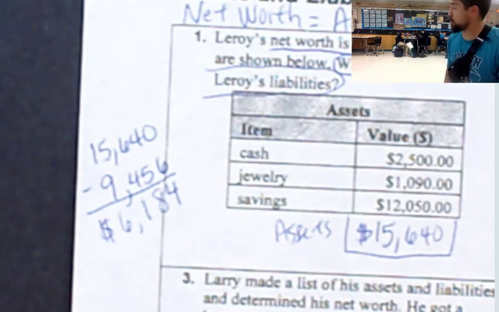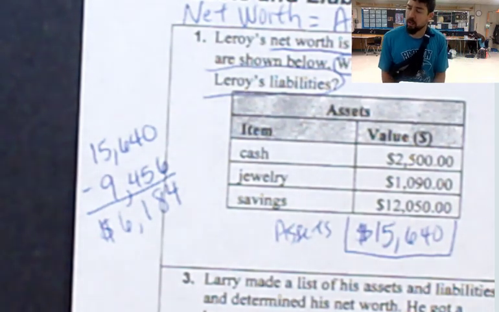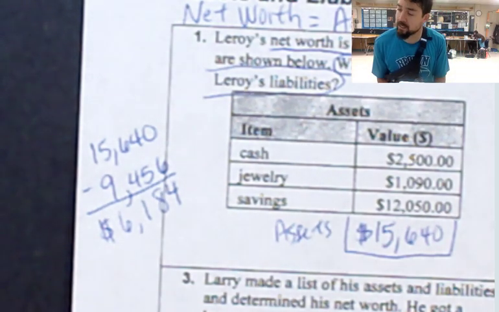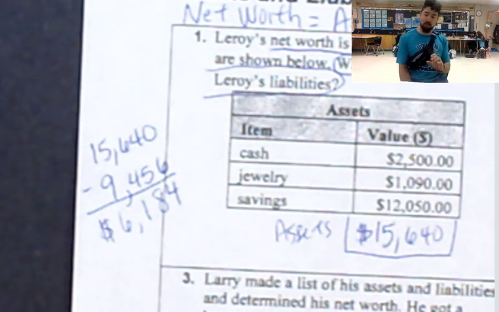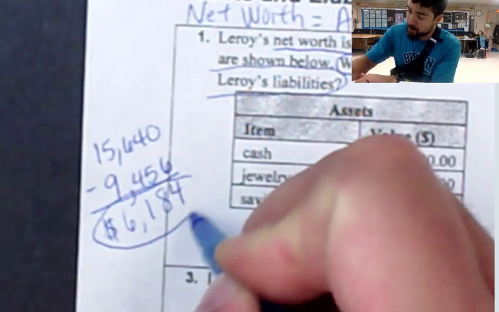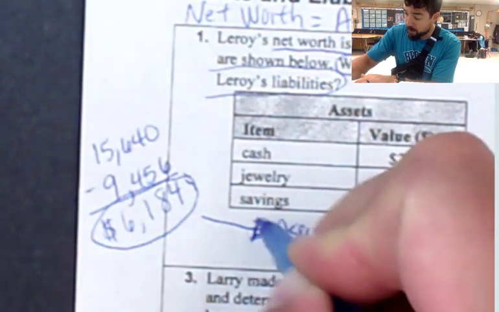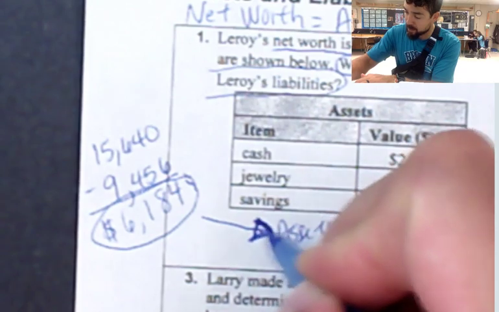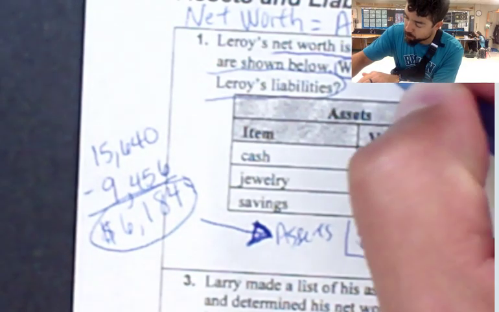Once you figure that out, you'll find his liabilities. We're finding the difference between his net worth and his total assets, and that's going to give us his total liabilities. Now, if you're curious, after you do the math and you want to know whether you got it right or not, you're going to take the difference that you just found and subtract it from the assets. Assets minus liabilities, and then that should get you 9,456.